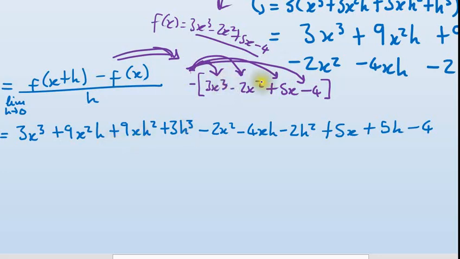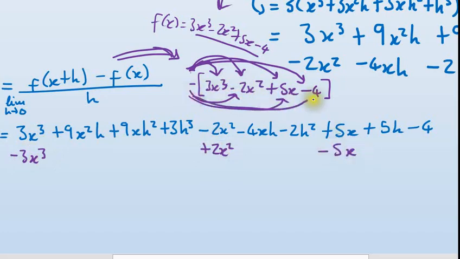So now this would be negative, so I put it under my x cubed because it's like terms, and this will be positive, so I put it right here, and this will be negative, and this will be positive.